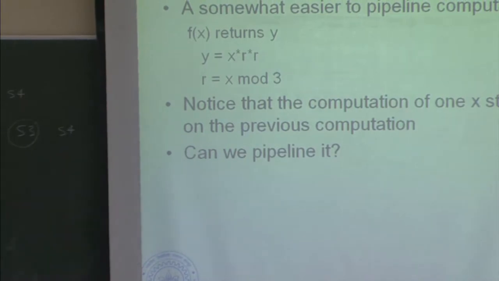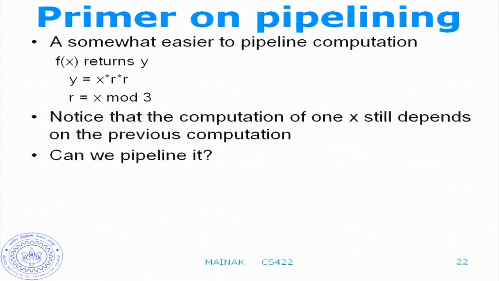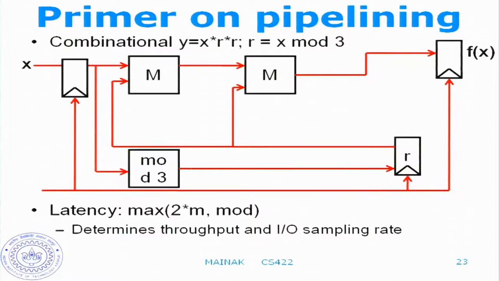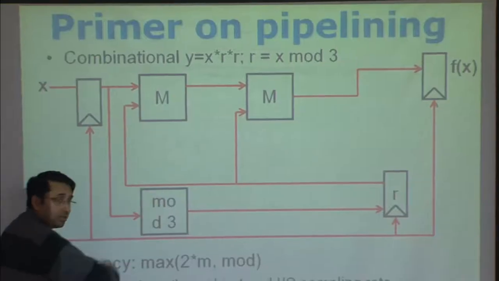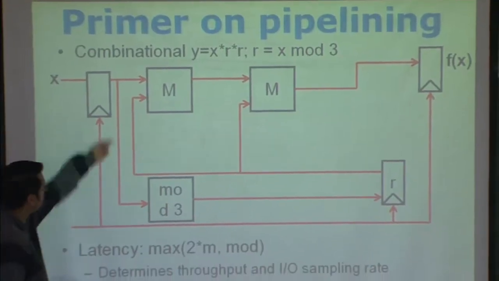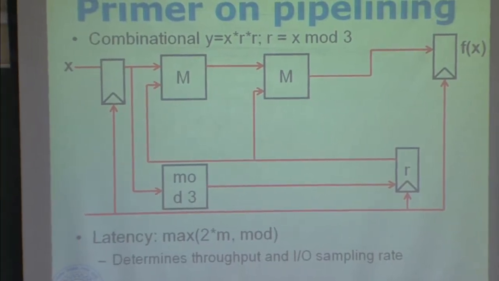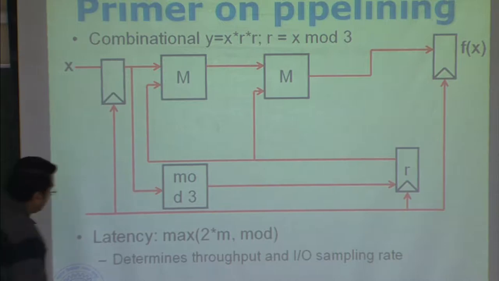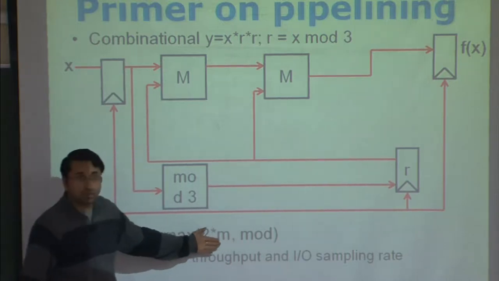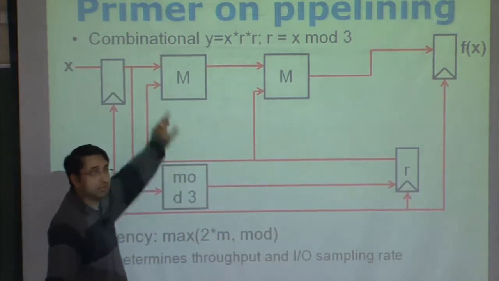So can we pipeline it? And the answer is yes. Let's see how to do that. So this is my combinational circuit. I bring the mod block here, right? I take x, produce r. Everything else is unchanged. And now my delay becomes max of 2m comma mod, because I can run this one in parallel with these two.